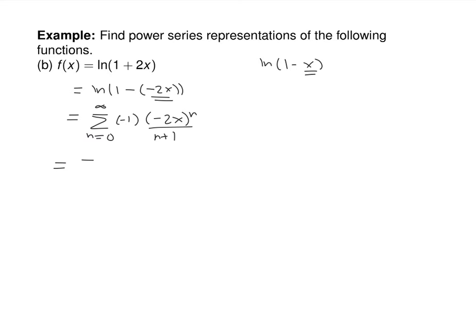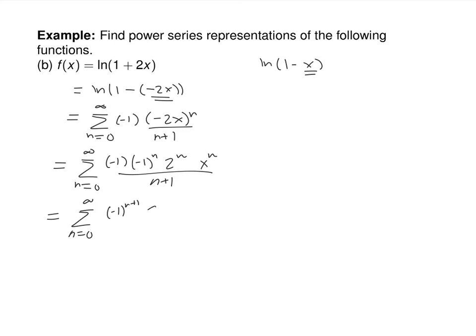which is the same thing as the sum from n equals 0 to infinity, negative 1 to the n, 2 to the n, x to the n, over n plus 1, or final answer, sum from n equals 0 to infinity, negative 1 to the n plus 1, 2 to the n, x to the n, over n plus 1.